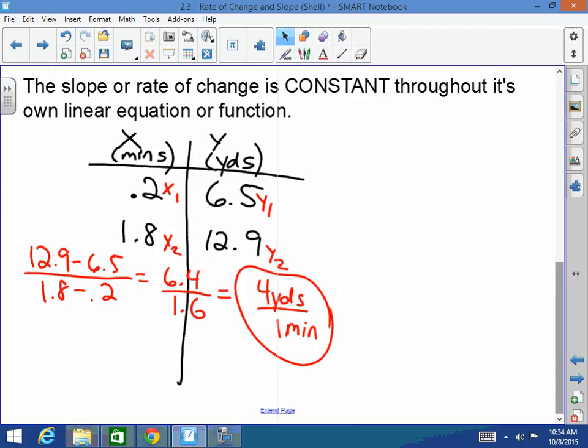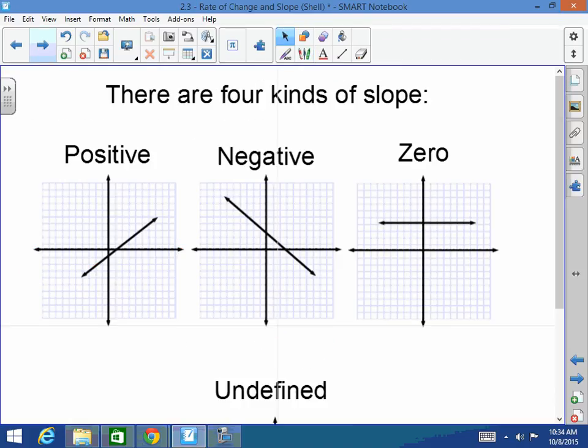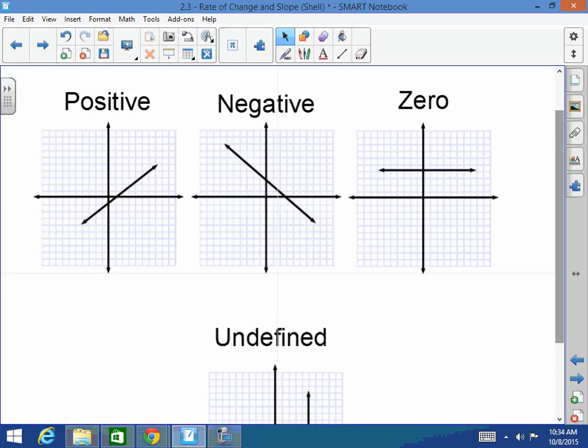May I continue? Okay. There are 4 kinds of slope, guys. 4 kinds of slope. Positive slope. Positive slopes occur when you are increasing from left to right. You always read graphs like you read a book in English language. Left to right. So from left to right, I am increasing. So that's a positive slope.